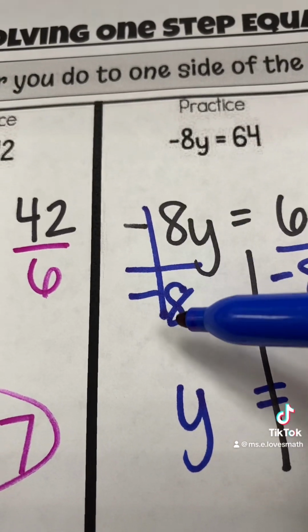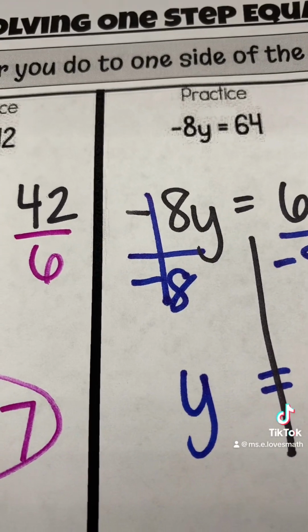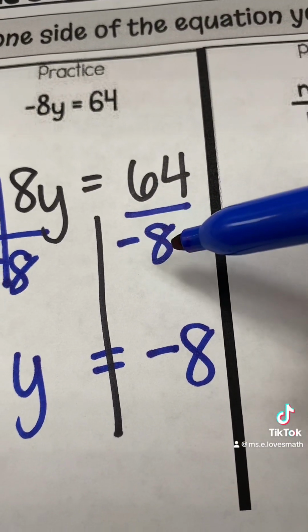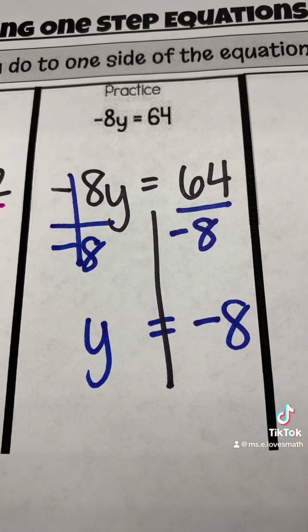Negative 8 divided by negative 8 is a 1. So 1y is just y. 64 divided by negative 8 is negative 8. So y equals negative 8.